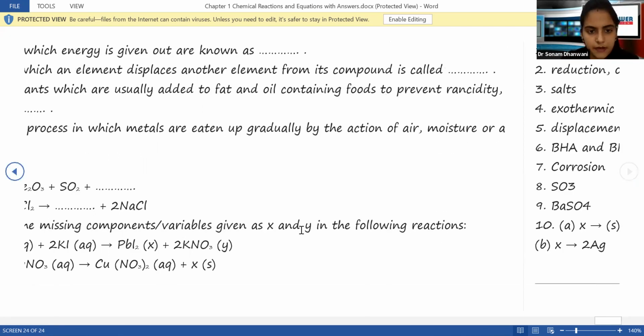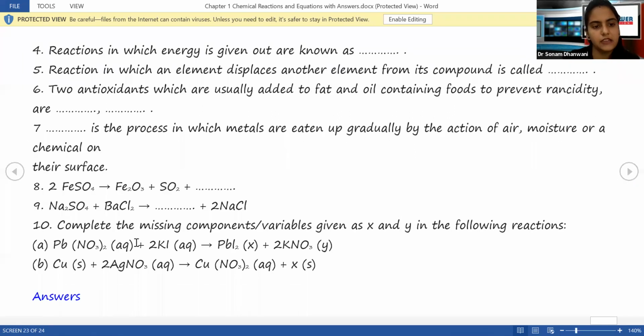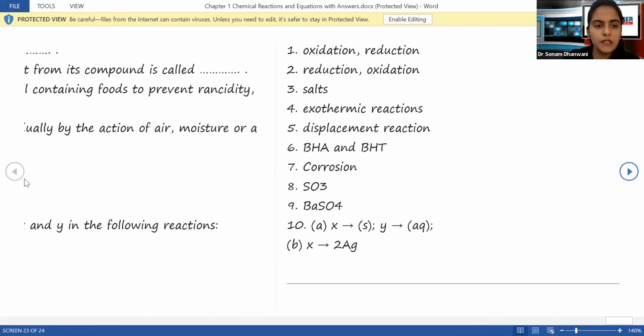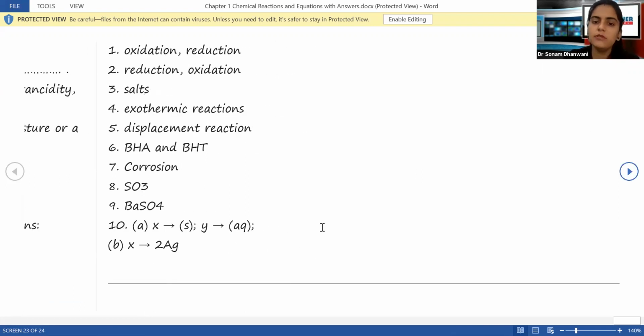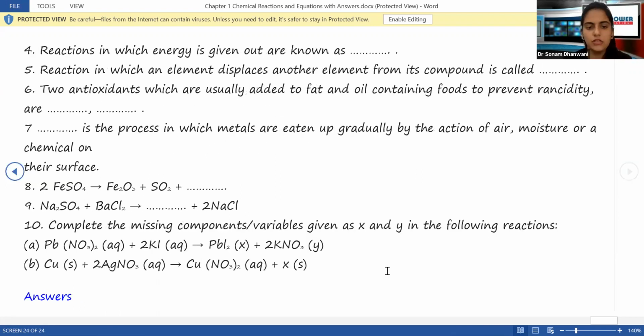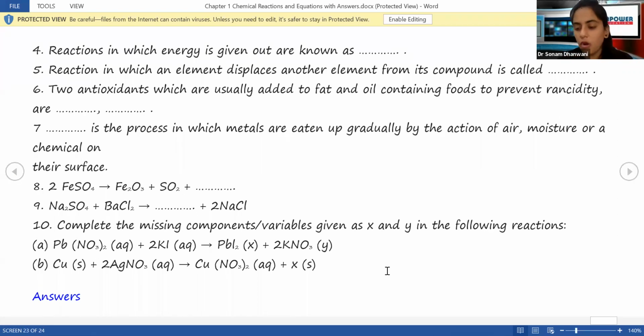Yes. Next, complete the missing components given as X and Y in the reaction. Okay. Lead nitrate is in the aqueous form and potassium iodide, sorry, it is KI, is also in the aqueous form. Now lead iodide is in which form? Here X is given. So lead iodide will be in the solid form, and potassium nitrate will be in the aqueous form. Okay. This you need to know: what will be the form of the products being formed. Okay, coming to the next one.